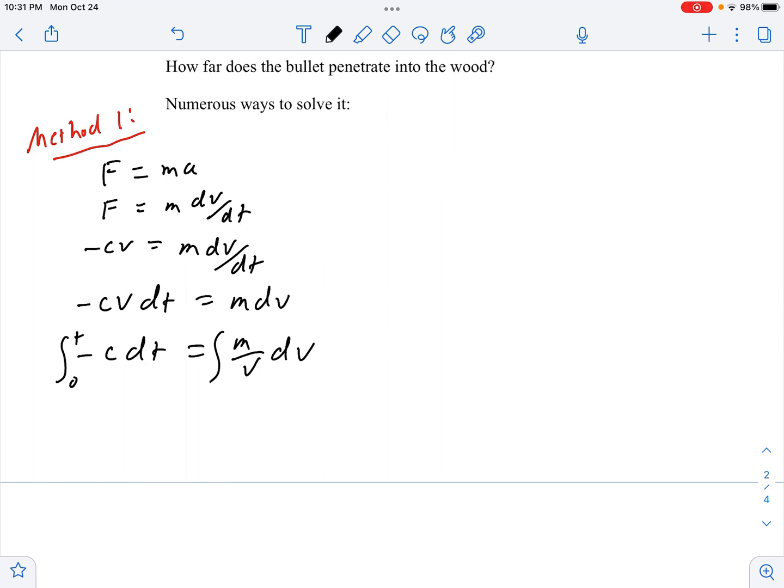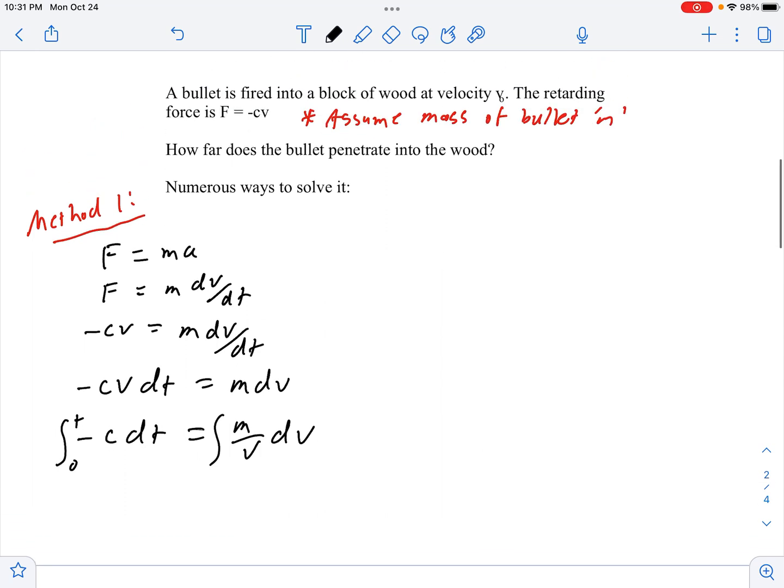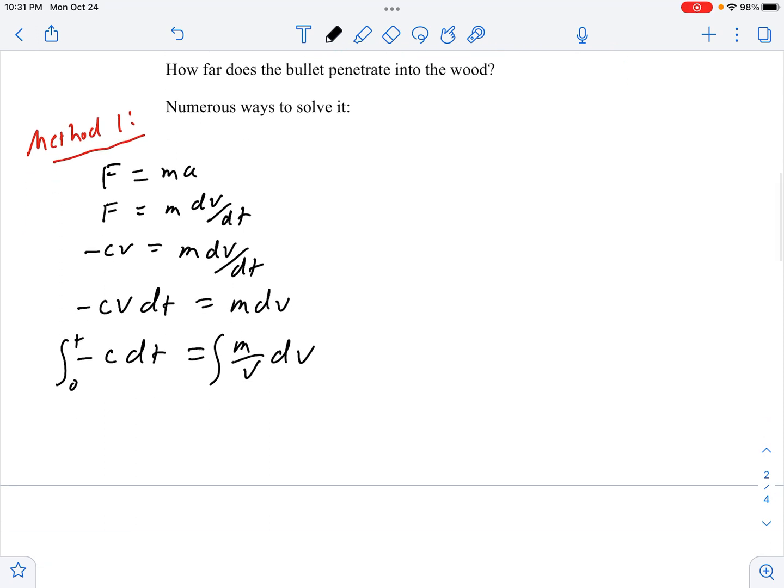Likewise, in the given information, it says the bullet's fired into a block of wood at a velocity of v naught. So that's our initial condition for velocity. Now the bullet will eventually stop. We will reach a final velocity of 0, but much like I've done on the left side, I'm going to write this just as a general v because we're going to get a general expression.